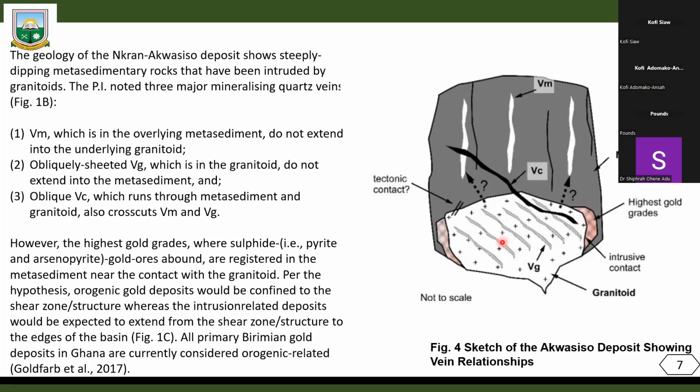So if you don't have any cutting relationship, it's difficult to tell which of these veins came first. However, VC cuts through them, so we can at least say that the VC vein is later than the rest.